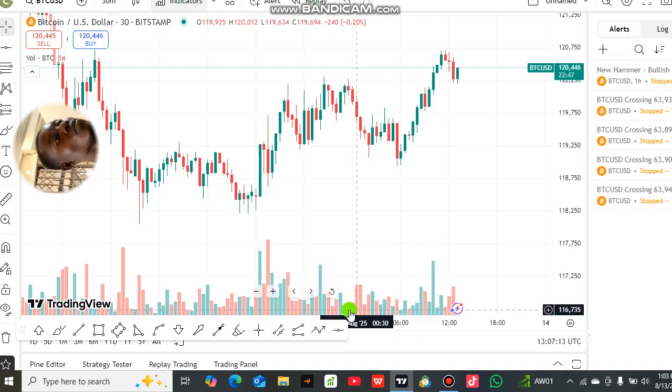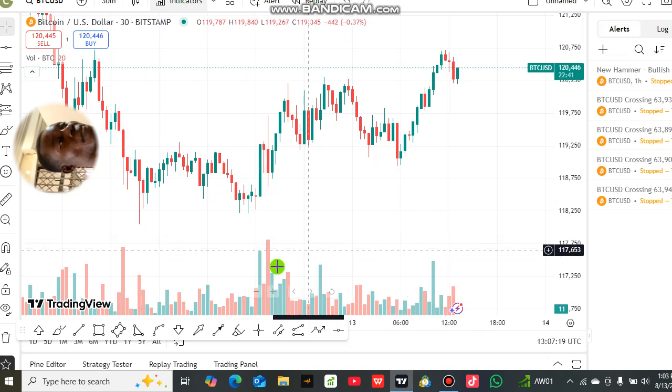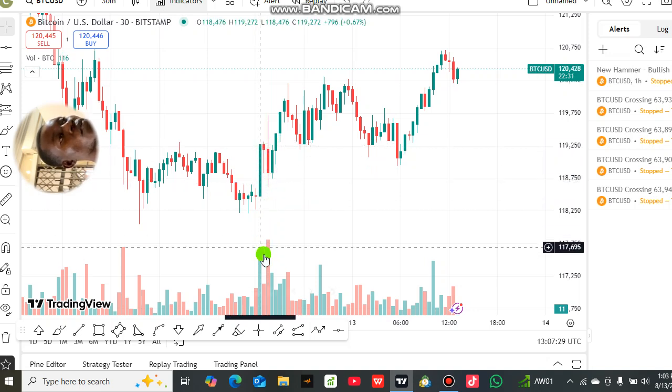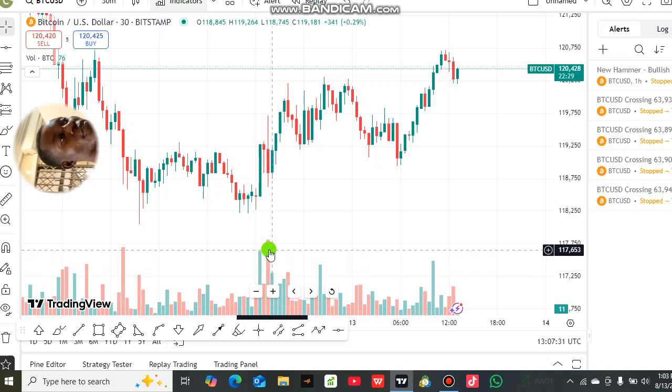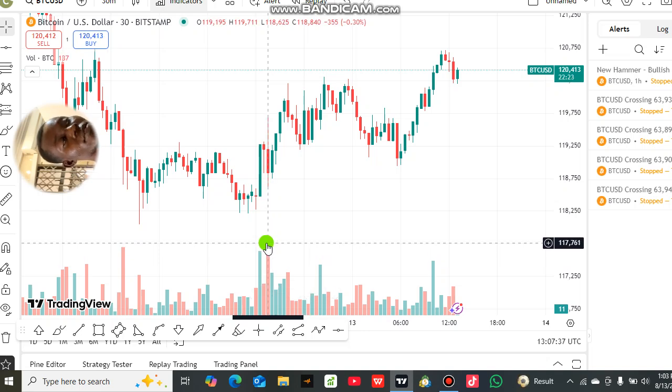Okay, so we have another example here that we can also talk about. When you look at this area, initially we saw a huge bearish engulfing candle formed with a very large volume, which indicates that there are a lot of sellers on the market.